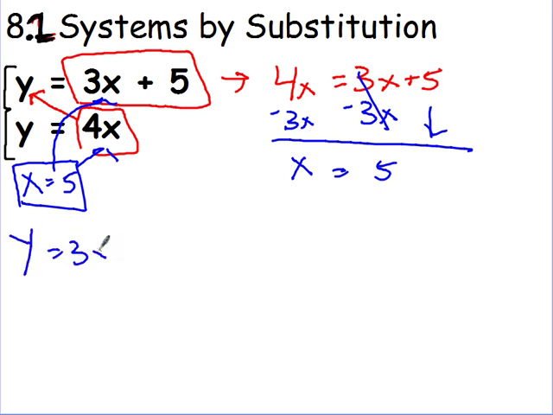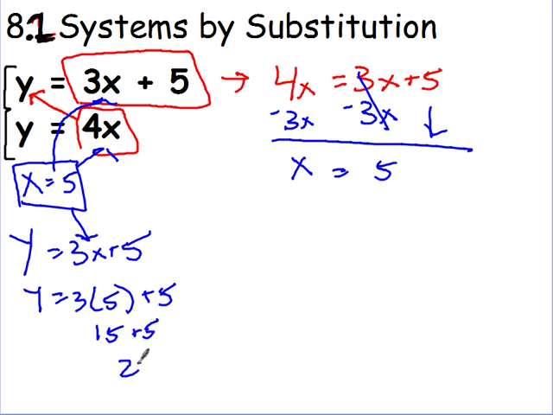So in y equals 3x plus 5, we know x is 5, right? So I'll plug in x as 5. So that's y equals 3 times 5 plus 5. Well, 3 times 5 is 15. 15 plus 5 is 20, so I get y equals 20.